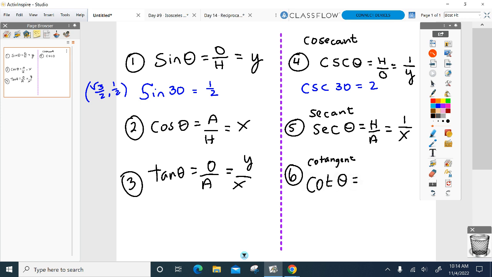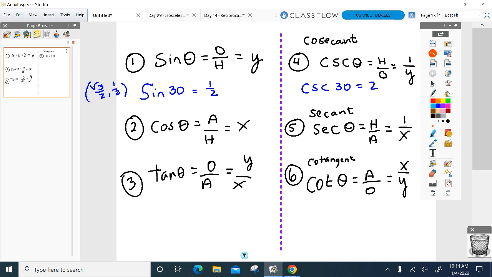How do you think you find cotangent on the right triangles? Adjacent over opposite. And on the unit circle? X coordinate over Y coordinate. Keep that word "flipped" in your mind. I'm taking the original and flipping it to get to the new one.